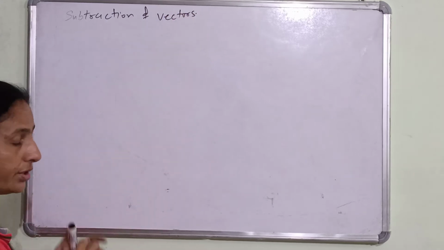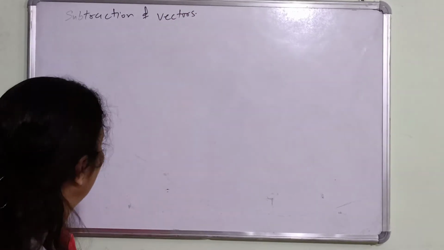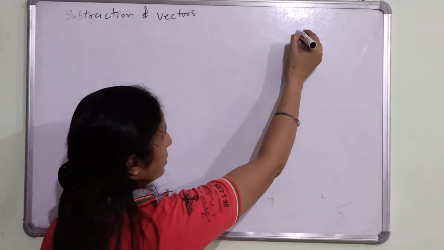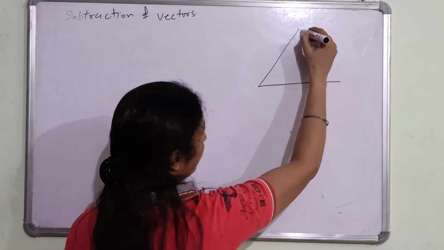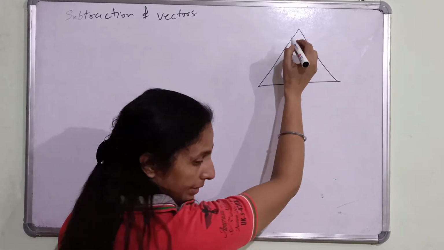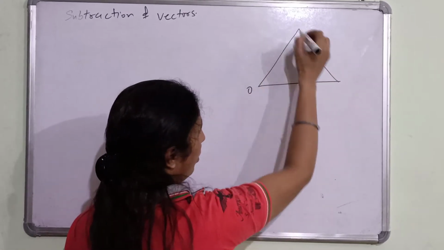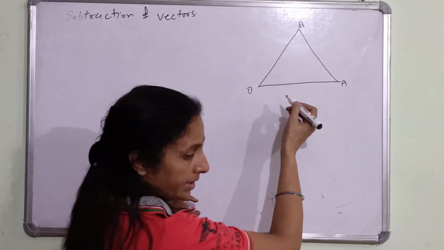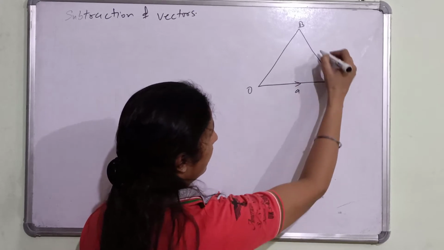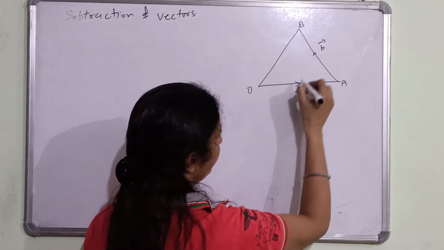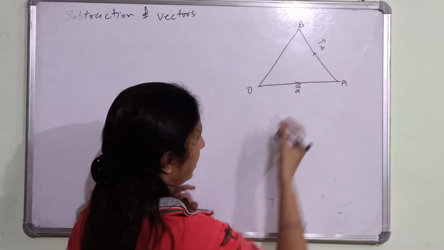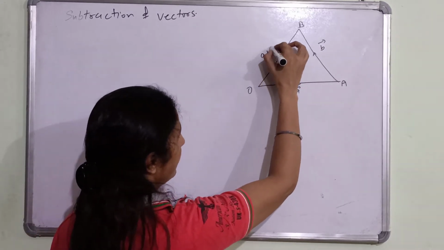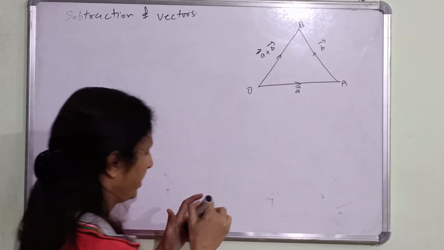This also we can do by using a diagram, so I'll explain it in a diagram. Suppose we have a triangle O, A and B, right? This is vector A, this is vector B, and obviously OA plus AB is equal to OB. This is A plus B, the addition we have already done.